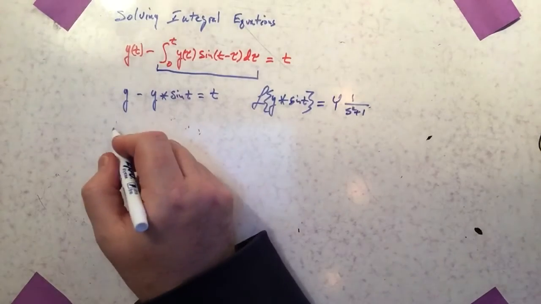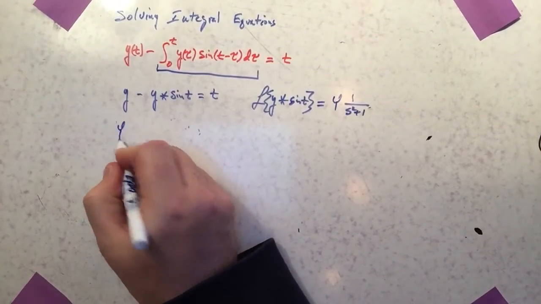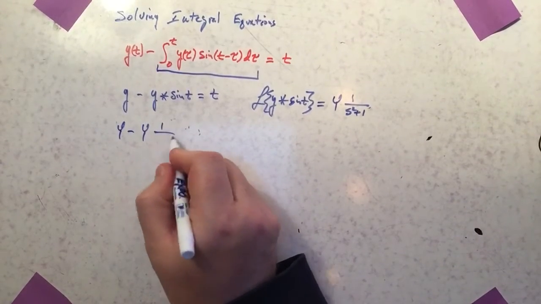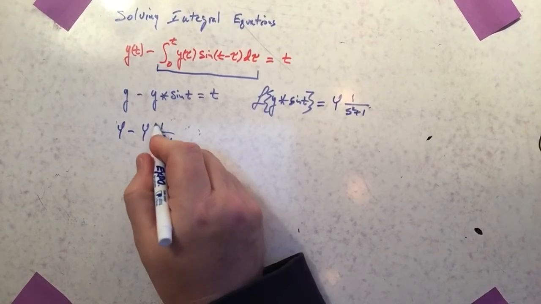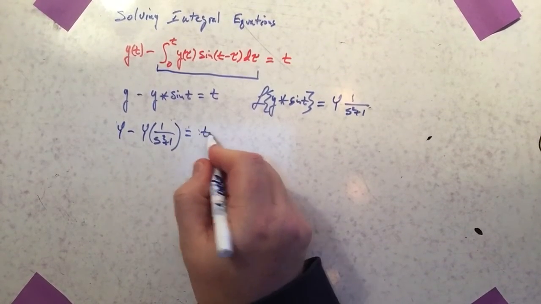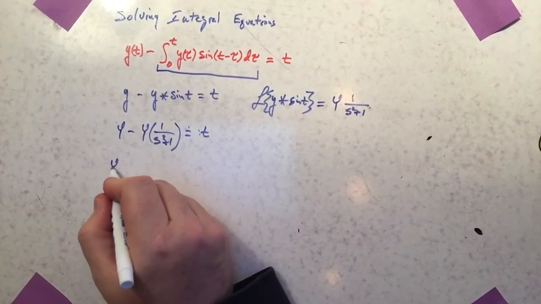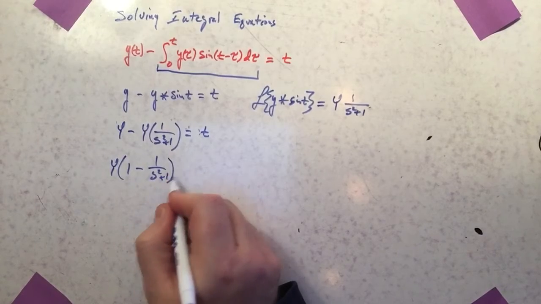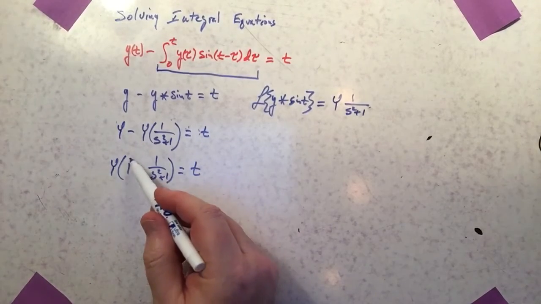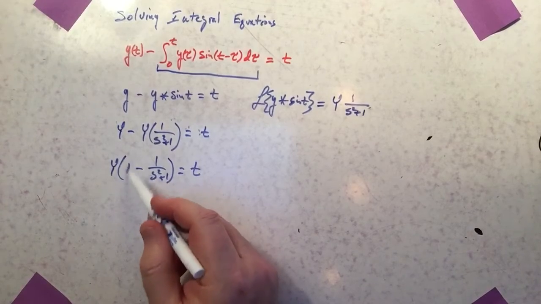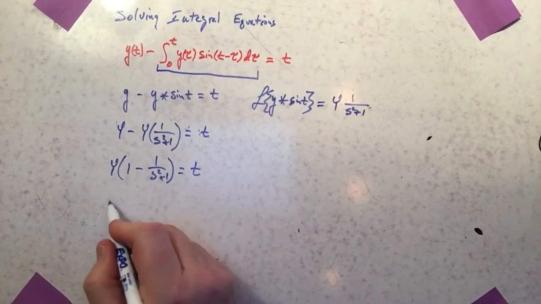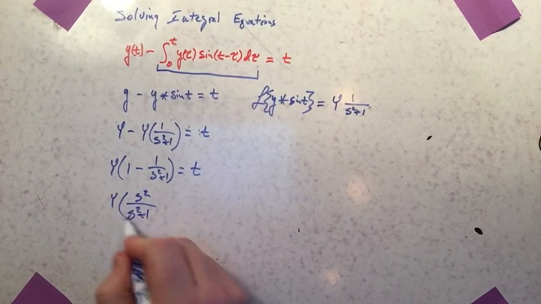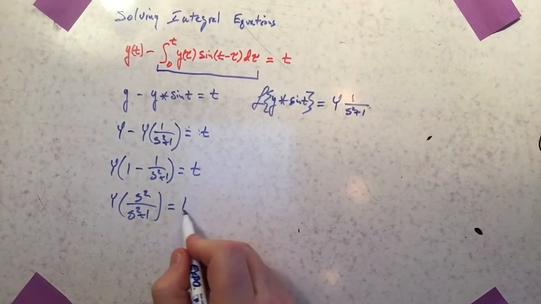So rewriting the equation looks like this. This will be the Laplace transform of y minus the Laplace transform of y times 1 over s squared plus 1, and then now all that equals the transform of t. Well, we can do some work here on the left-hand side. This is going to be Y factored out, times 1 minus 1 over s squared plus 1. If I write 1 as s squared plus 1 over s squared plus 1, that's going to make Y times s squared over s squared plus 1 when I put all that together.